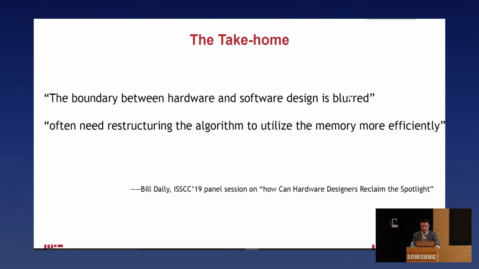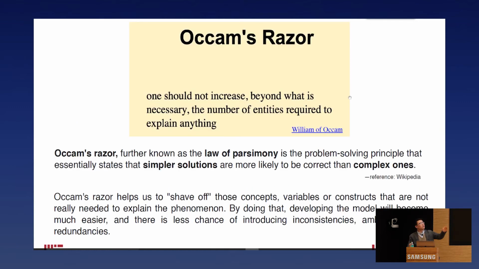And another take home is Occam's razor. Occam's razor says one should not increase beyond what is necessary the number of entities required to explain anything, right? It's also known as the law of parsimony, right? It's the problem solving principle that states simpler solutions are more likely to be correct than complex ones, right? So the shift is a simpler primitive than convolution, but still it performed better in accuracy and better in latency and throughput. So this is a rule of thumb in my research for software and algorithm and hardware co-design.